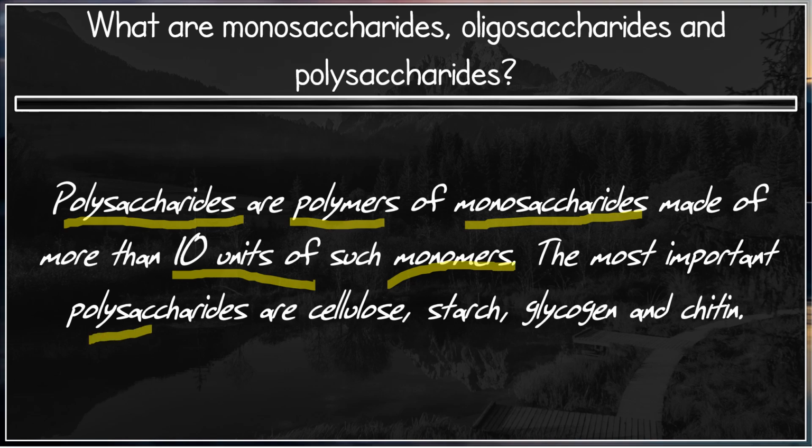The most important polysaccharides are cellulose, starch, glucose, glycogen, and chitin.